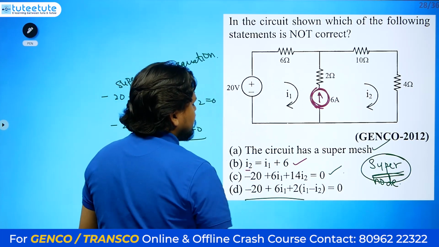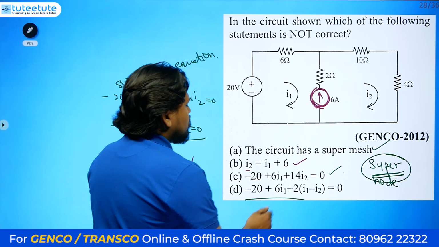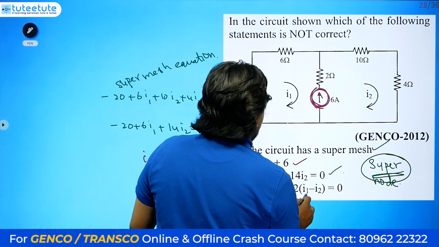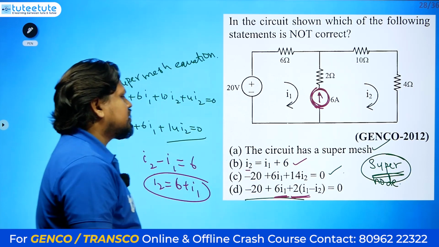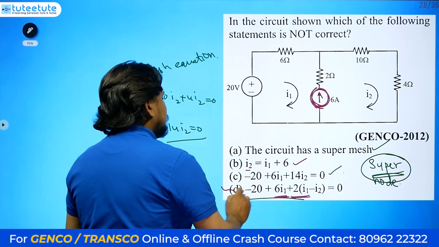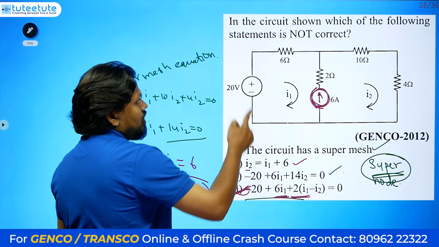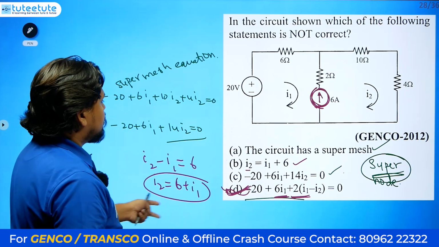So this answer is a wrong one. Minus 20 plus 6i plus 2i1, so this 8i1 it will become, so it is wrong only. So option D is the correct one now. Correct one means which is not correct, they are asking.